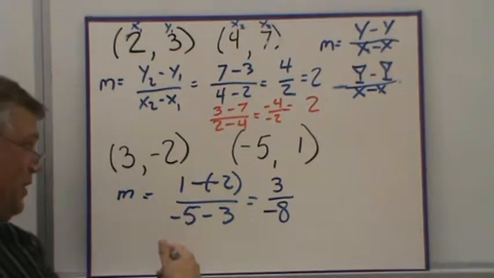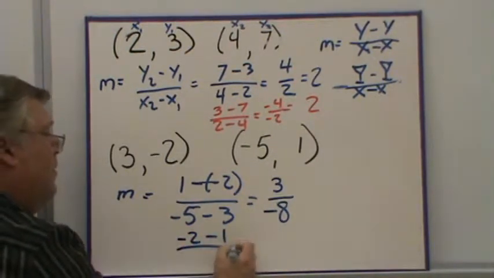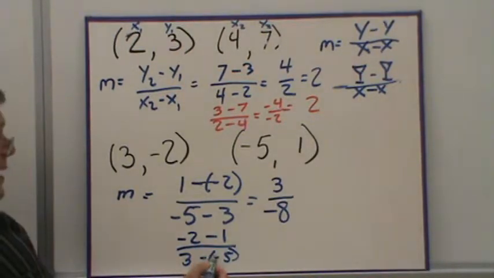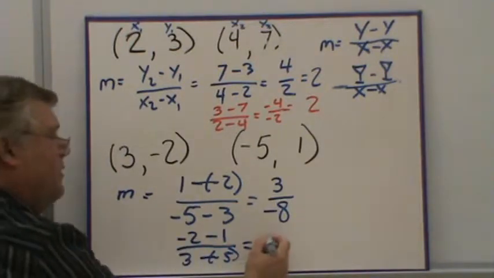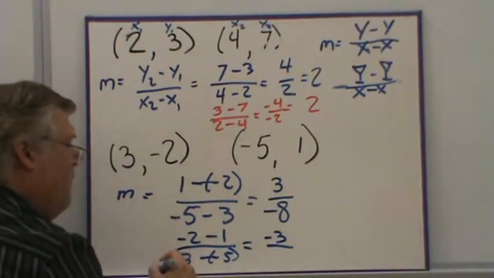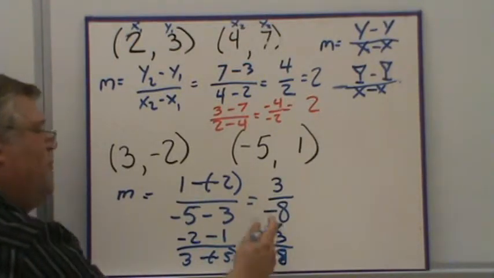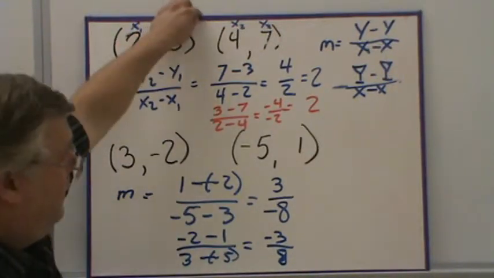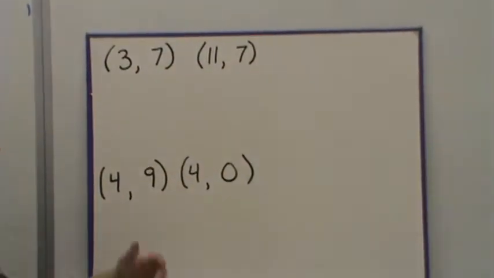If I switched it around, I would have had negative 2 minus 1 over 3 minus a minus 5. Minus a minus becomes a plus. Negative 2 minus 1 gives me a negative 3. 3 plus 5 gives me an 8. I still end up with negative 3/8. Either way, it's still the same slope. So the formula is pretty straightforward.